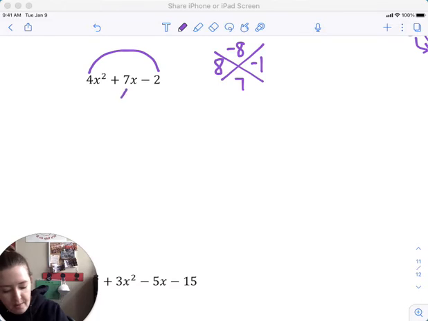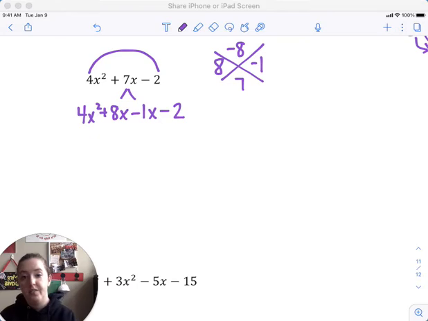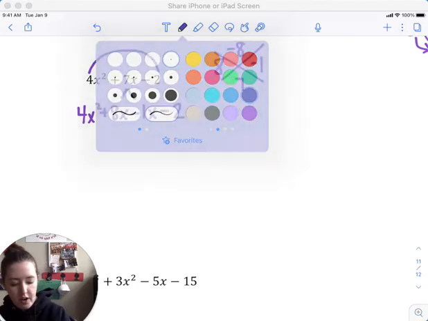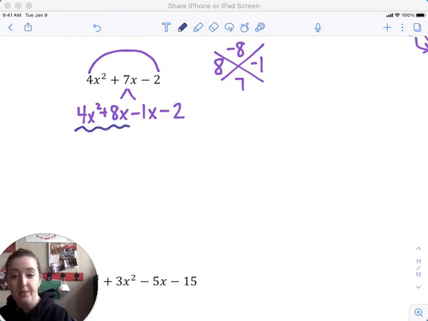So we'll split our middle term into positive 8x minus 1x. We still have that minus 2 in the back, and 4x squared in the front. So we'll look for our greatest common factor of our first two terms. The greatest common factor of 4x squared and 8x is 4x.